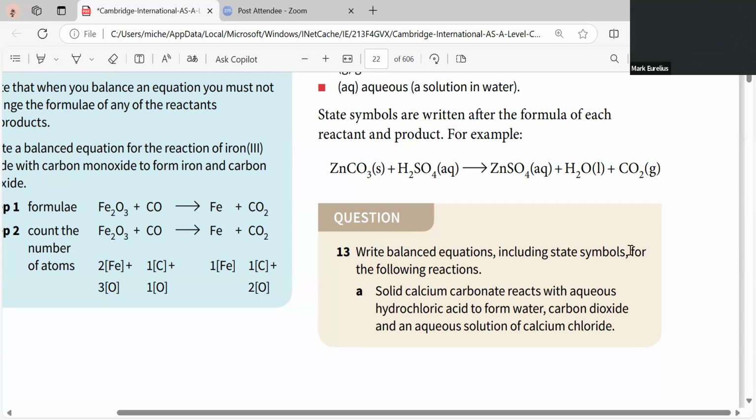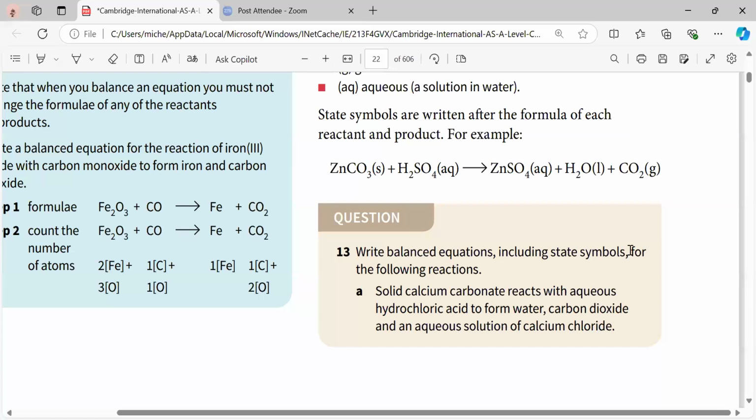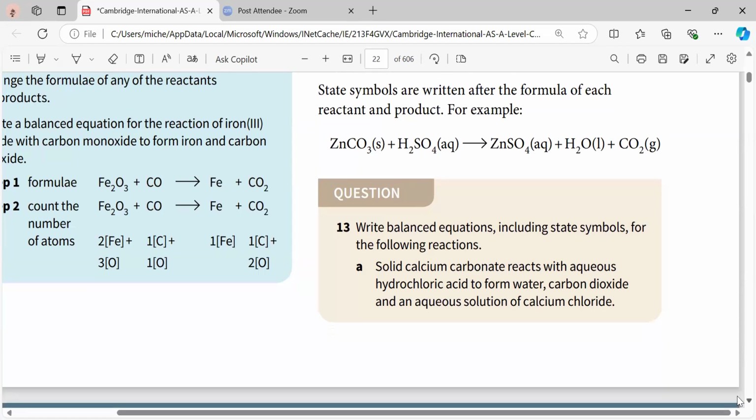Okay, so if you have no questions, we can move on to question number 13. But if you have any questions, it's okay, you can just ask right away. We're going to do only one, since we are still in chapter 1. We need to move on to the next part. So we're going to write a balanced equation.